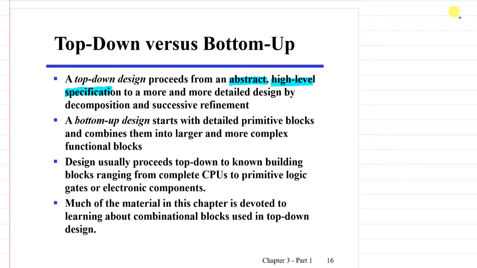On the other hand, there is the bottom-up design. In the case of bottom-up design, we start with the detailed primitive blocks, then combine them into larger and more complex functional blocks, and then these functional blocks could be combined with each other, and at the end we will have a system which is performing some task. But what we usually do in this course is the top-down design. So basically we have the problem that we want to solve, we have the big view of the problem, and then we try to find out more details and decompose it into smaller problems and then solve it in that way.